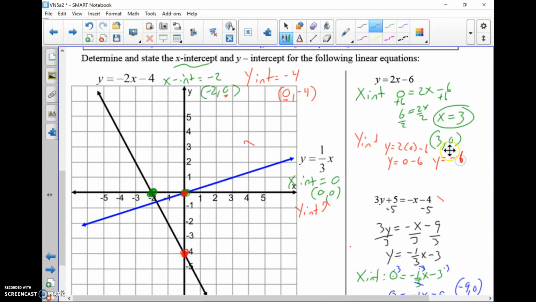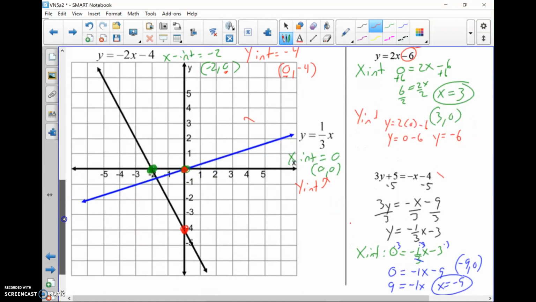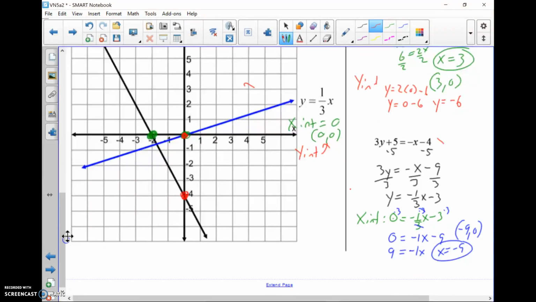But you could also, when you're in this form, just look at the constant. Because this is in y equals mx plus b, I could see the y-intercept is negative 6. See, y equals mx plus b, y-intercept is b. The x-intercept you can't just see from the equation like we can the y-intercept. So the y-intercept is a little bit easier to recognize. That's why we talk about it a lot more.